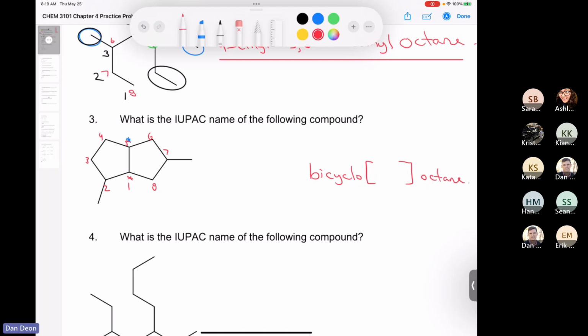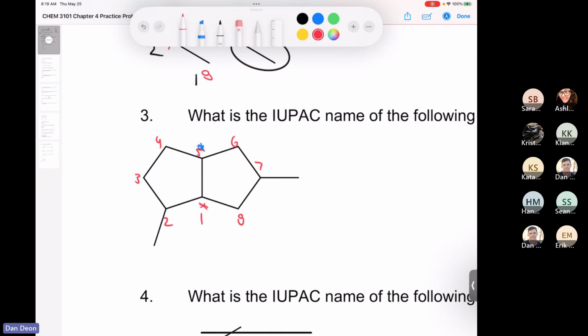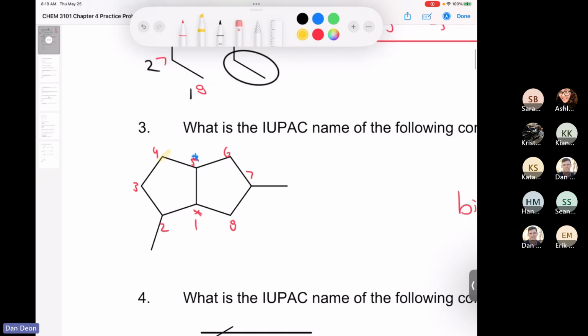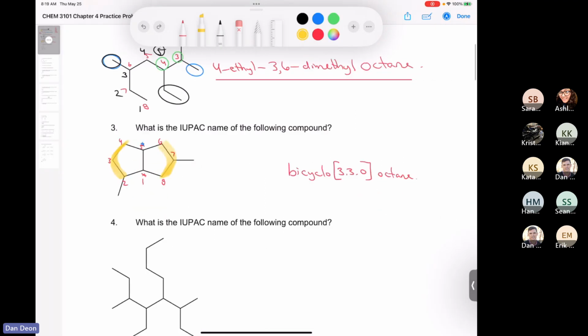What would the numbers be? Yeah, thanks everybody. Everybody got it correct. It's 3, 3, 0. If you're still struggling with that, we have 3 carbons in this bridge, 3 carbons in this bridge, and then there's no carbons in the middle, so we have 0. And then we have a 2,7-dimethyl, so we'll scribble that down. 2,7-dimethylbicyclo[3.3.0]octane. All right, a little bit of bicyclo nomenclature.